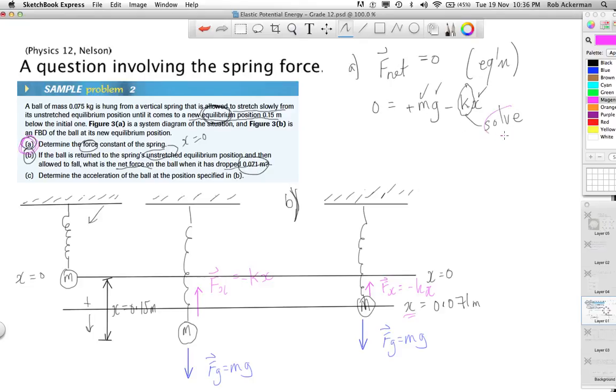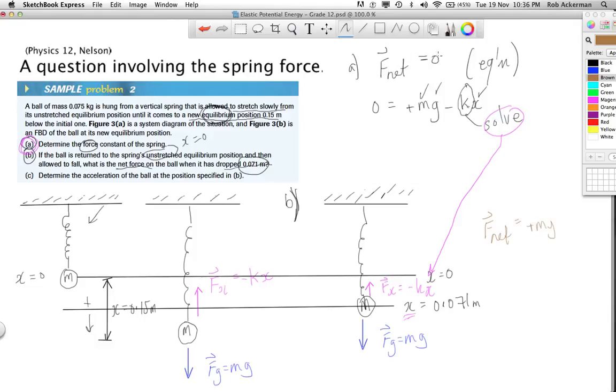So use your answer from part A to sub in for the k value. Use the x value here. You know what mg is from part A. Find me the net force. What's the net force here? Well, same as up here. F net equals positive mg minus kx. You can solve for F net.